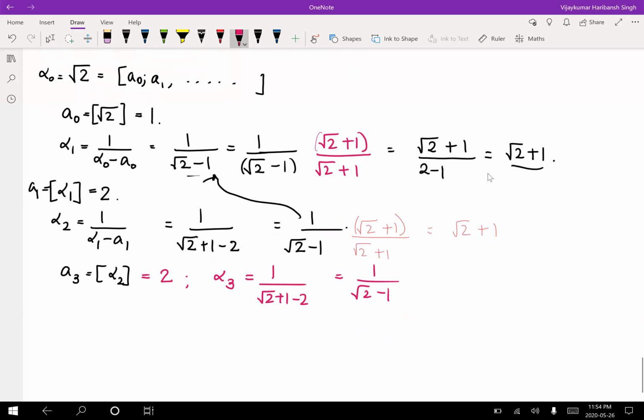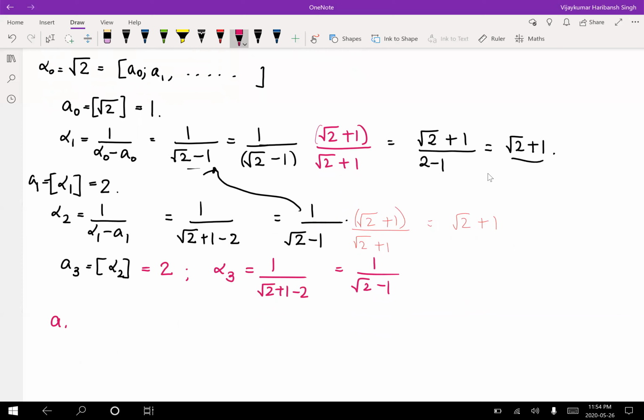So you can see that all the ai is 2 for i greater than or equal to 1. Well, it will keep on going forever. So your continued fraction for square root of 2 is going to be 1, semicolon, 2 2 2 forever. So this is how you would compute the continued fraction for root 2.